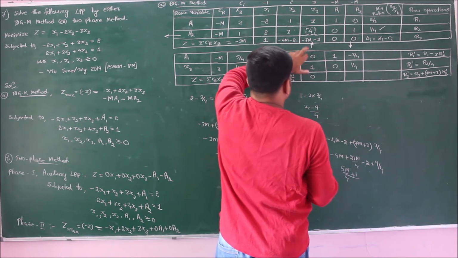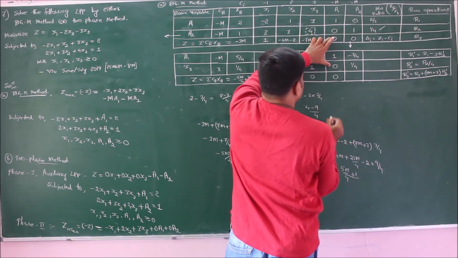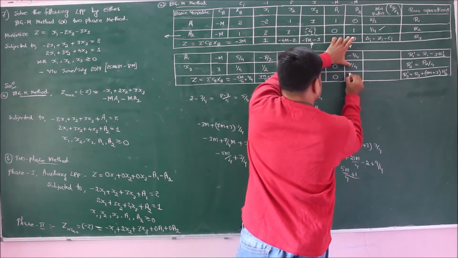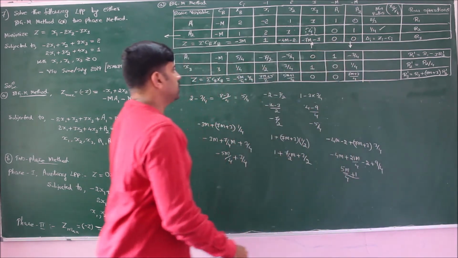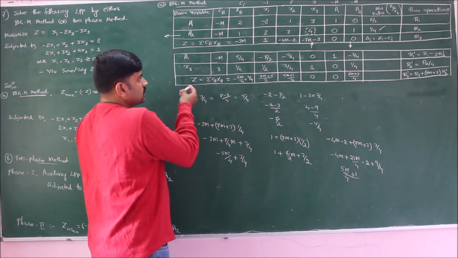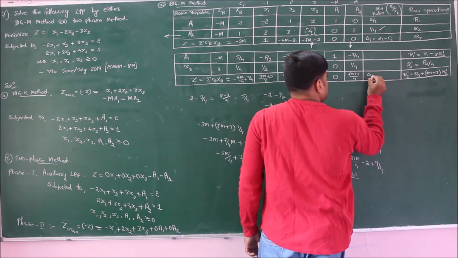Coming over here, it will become 0. Here we have 0, here also we have 0. Here we have 0, but here we have 1 by 4. So therefore it is 7m plus 3 by 4. This completes the row 3 operations also. So if you clearly observe, all the values of delta i are greater than or equal to 0.